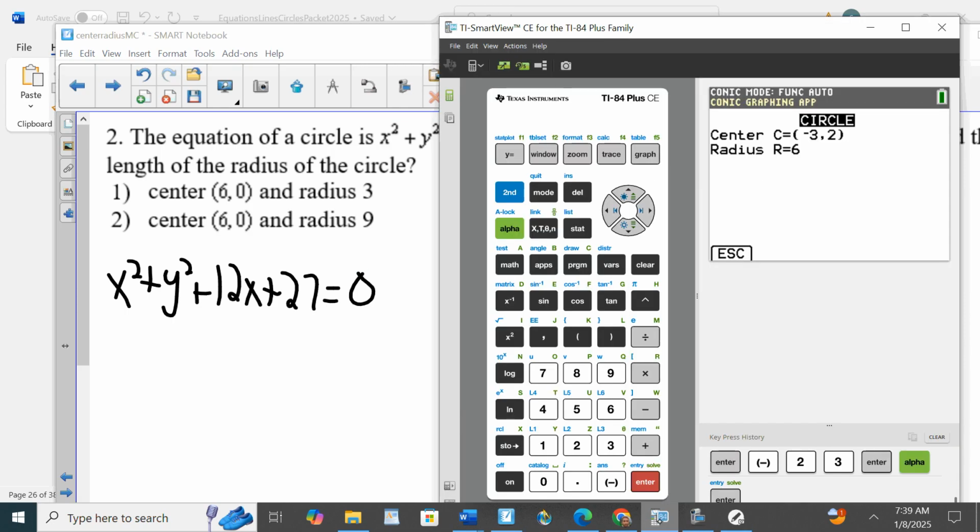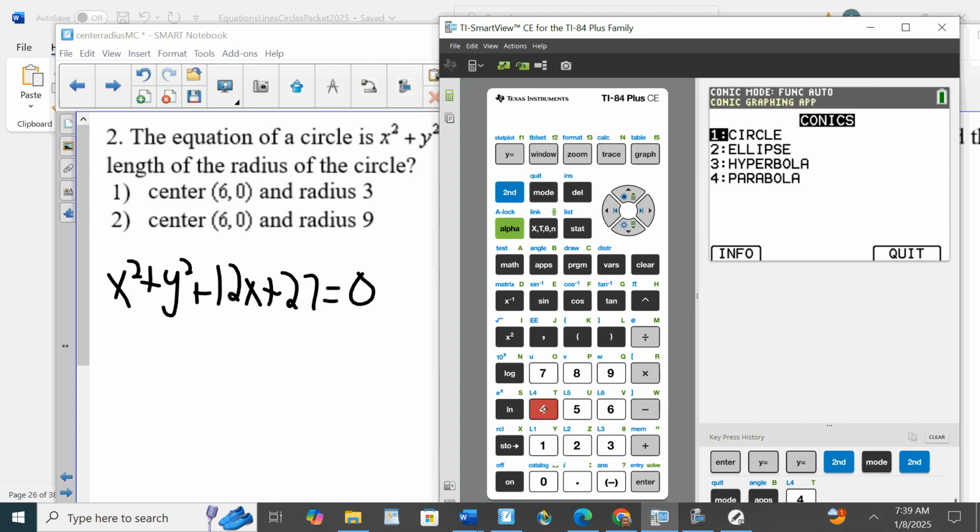So I go to my Conics app. It says escape there. That's the y equals button. I can keep on hitting that, or you could always just do second quit. That'll also get you out of wherever you are. So I go to apps, Conics, circle, option 2.